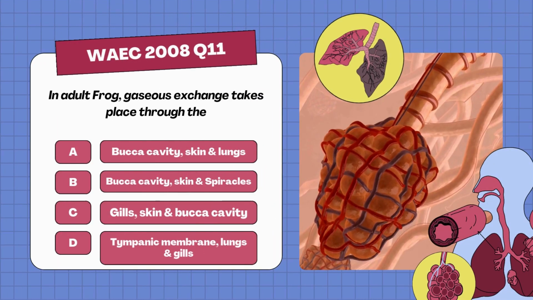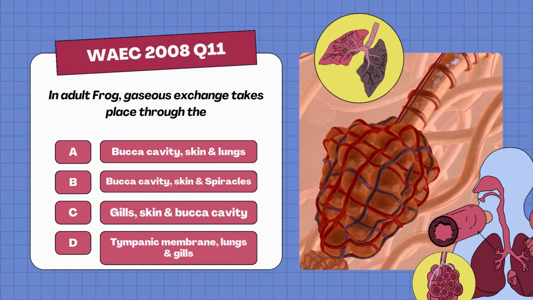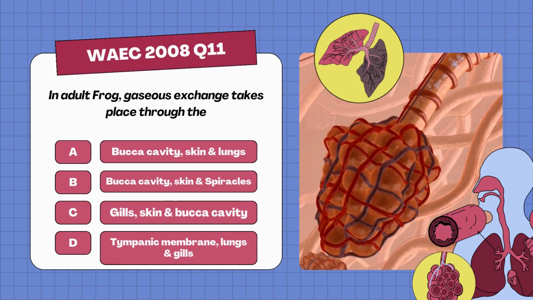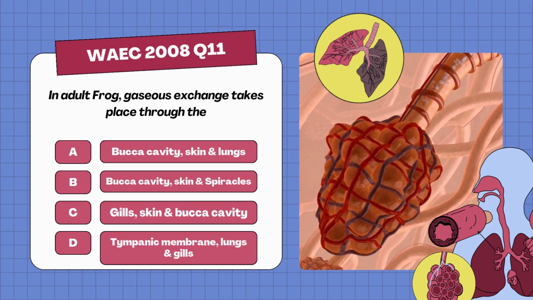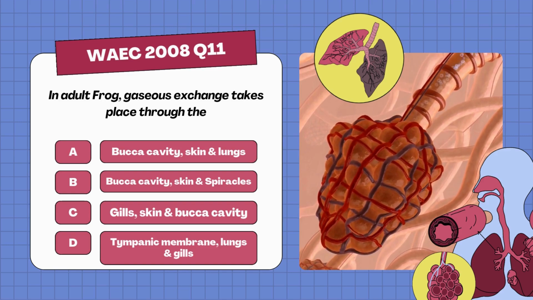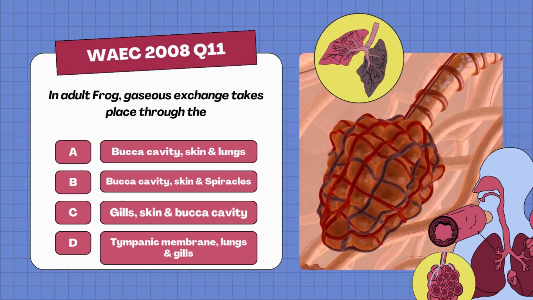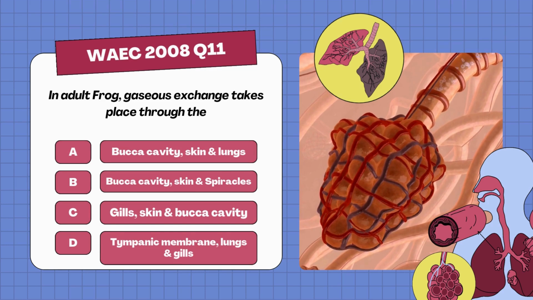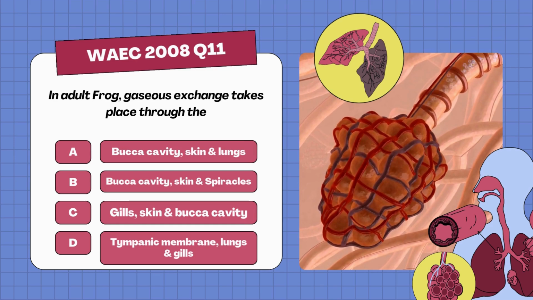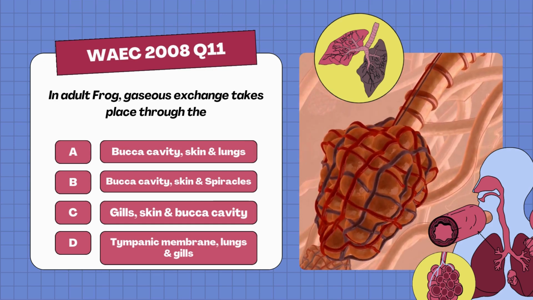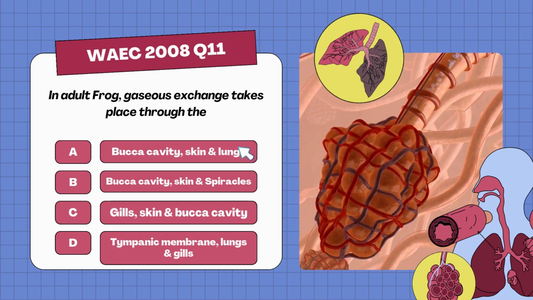Question 11 from 2008. In an adult frog, gaseous exchange takes place through the A. Buccal cavity, skin, and lungs, B. Buccal cavity, skin, and spiracles, C. Gills, skin, and buccal cavity, and D. Tympanic membrane, lungs, and gills. Look at the pairing of these organs and pick your answer. The correct answer is option A, buccal cavity, skin and lungs.